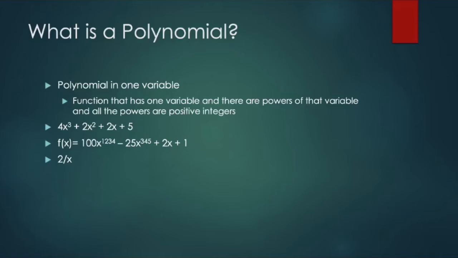I heard a no. Anybody want to explain? What's the exponent on that x? It's negative 1. Why is it a negative 1? Because it's on the bottom of the fraction. So this is not a polynomial. If you ever have an x, or the variable, in the denominator of a fraction, it will not be a polynomial, because it has a negative exponent.